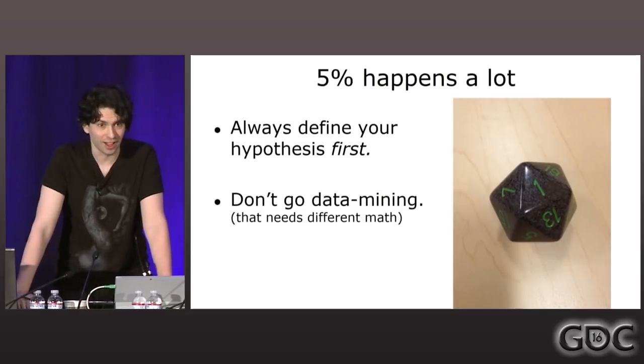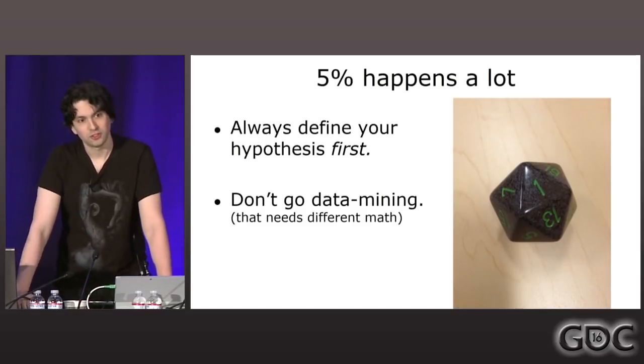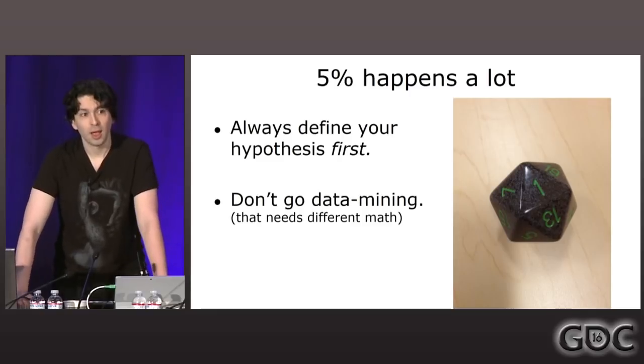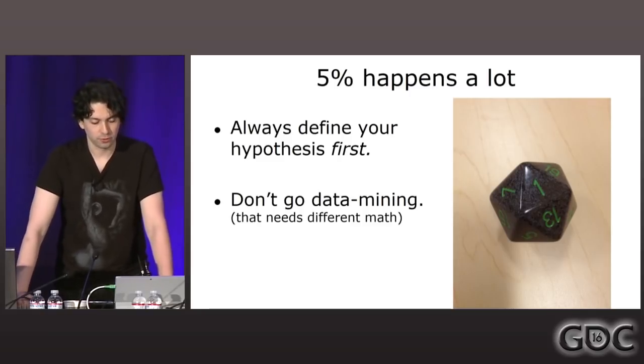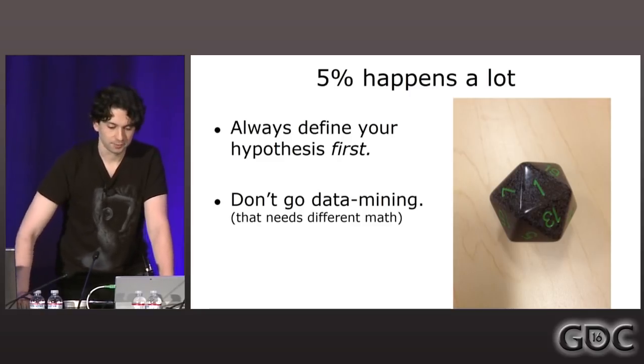Some cautions. All this time, we have been using 5% as the threshold for a false positive. But you know what? 5% happens a lot, as we all probably noticed. So you've always got to define your hypothesis before you do the test. Make your bet with Fred before you run it. And don't go data mining.